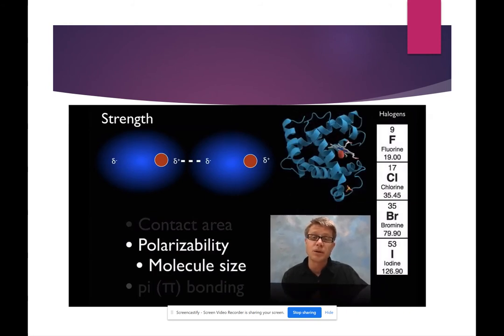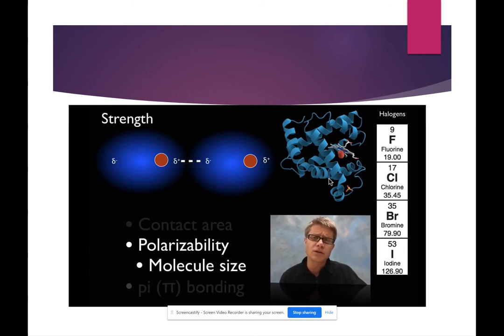What else? The polarizability. Polarizability, remember, is the squashiness. The more electrons we have, the more forces we're going to have. And so this right here is a protein. Proteins are massive in size, and a lot of that three-dimensional shape comes from these London dispersion forces.